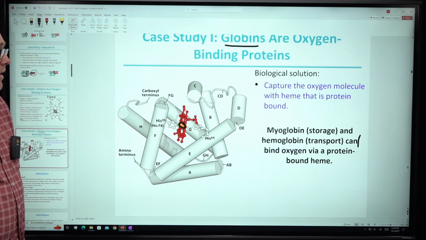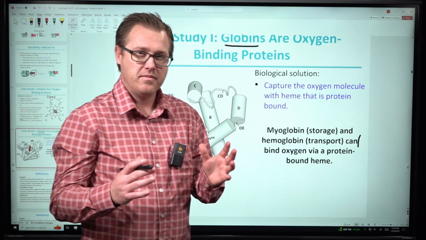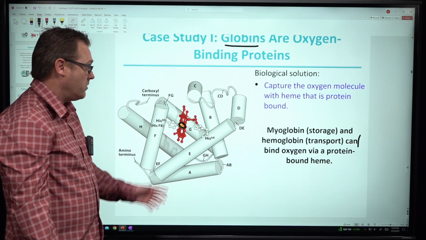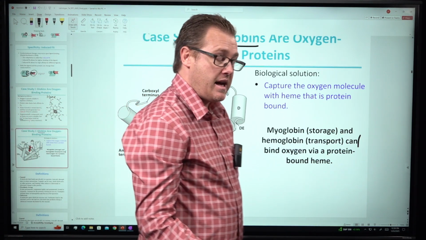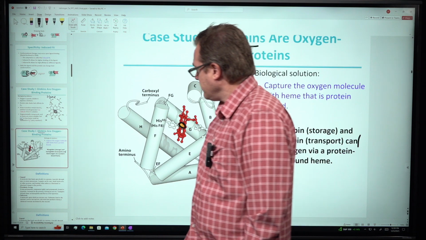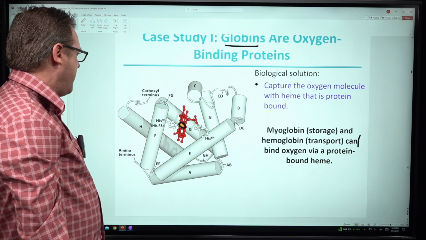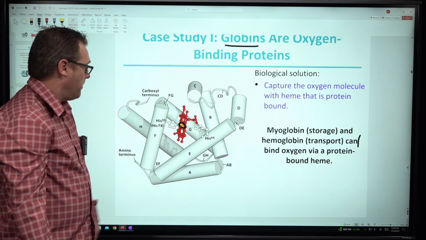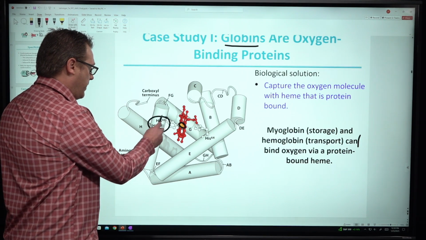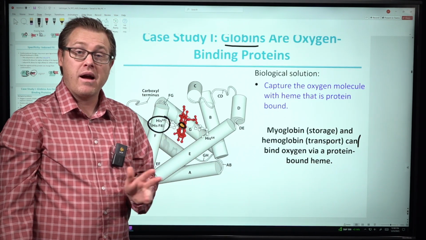Now, what we're going to do first is take a look at myoglobin because it's more simple. It's just composed of these 8 alpha helices shown right here, and we label those alpha helices A through H. So there's 8 alpha helices, and in the center there we have our heme. And what we're going to find is that we have histidine 93. The 93 tells us where the histidine is in the primary sequence.